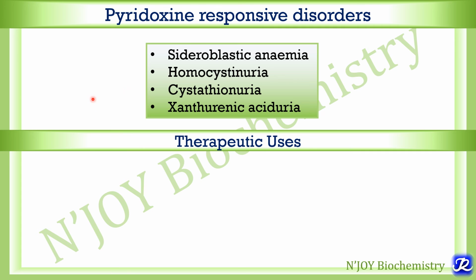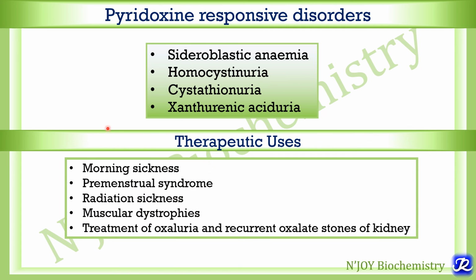What are the various therapeutic uses of pyridoxine? It can be used in treatment of morning sickness, to relieve premenstrual syndrome, in radiation sickness, various muscular dystrophy, and treatment of oxaluria and recurrent oxalate stones of the kidney.